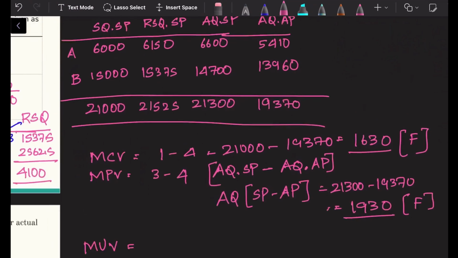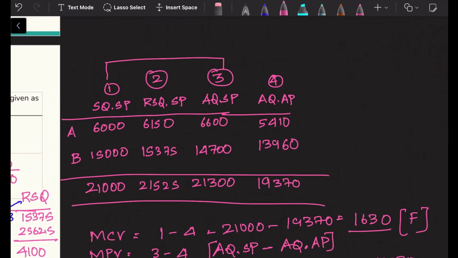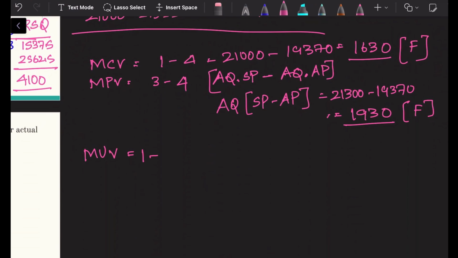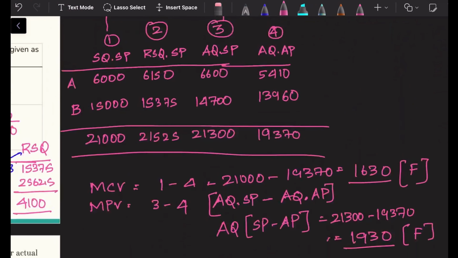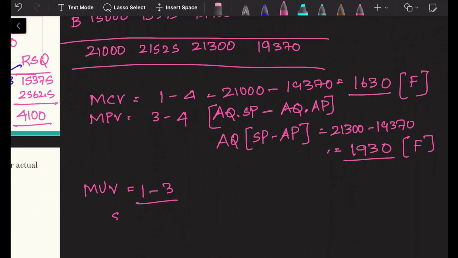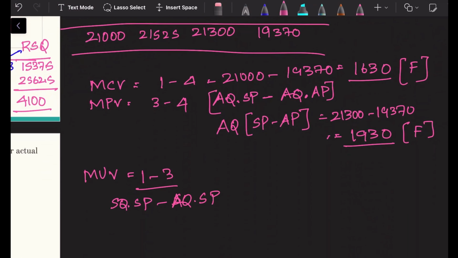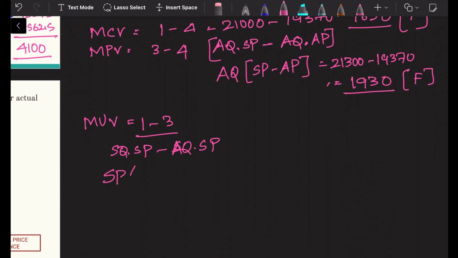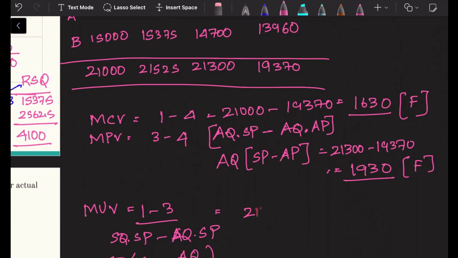Next major variance is material usage variance. Material usage variance is given by 1 minus 3. Let us check this formula. What is 1? SQSP. And what is 3? AQSP. So I take SP which is common. Then I am left with SQ minus AQ. So the variance is because of quantity, which corresponds to usage. 21,000 minus 21,300. So this is minus 300, meaning this is adverse.